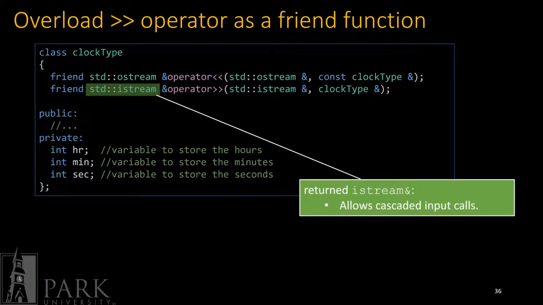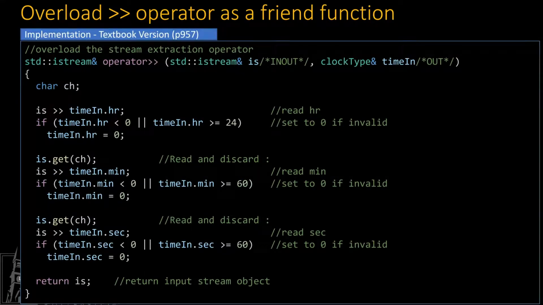The input operator returns a reference to istream, which allows cascaded input calls. And here's the implementation for the input operator. The second parameter, the class object, should receive a new value via input. It is therefore an out type parameter and needs to be passed by reference. This function will input enough data for the clock type object and then return the input stream object at the end. So take a few moments to understand how this code works.